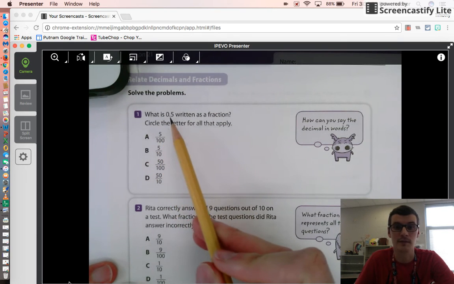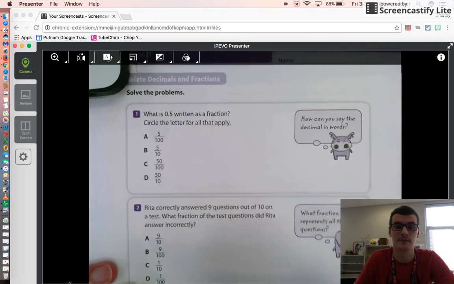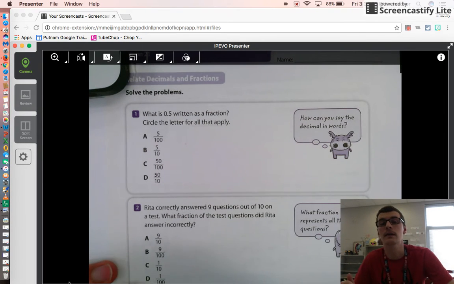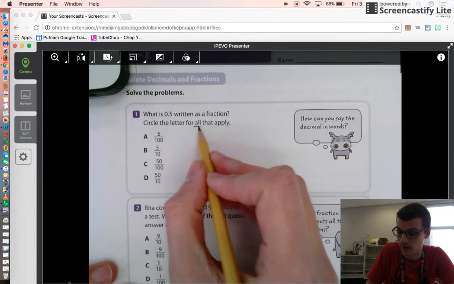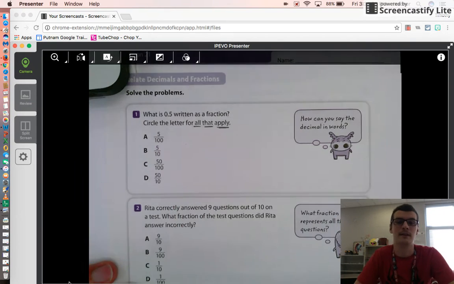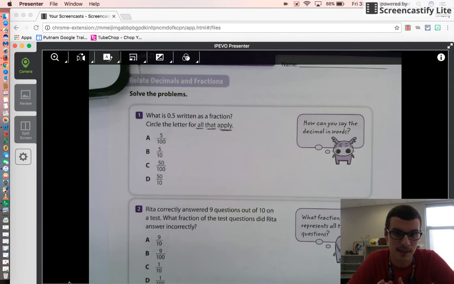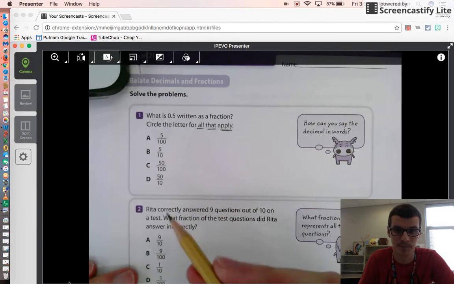It says, what is 5/10 written as a fraction? Circle the letter for all that apply. We have gone over that so many times: if it says all that apply, that doesn't always mean there's going to be more than one answer. If somebody was trying to be really mean and trick you, they might put that in there, but that means we need to check very carefully every single letter because there could possibly be more than one.